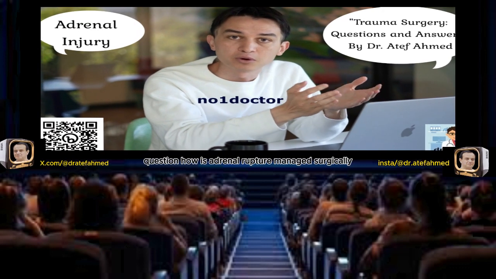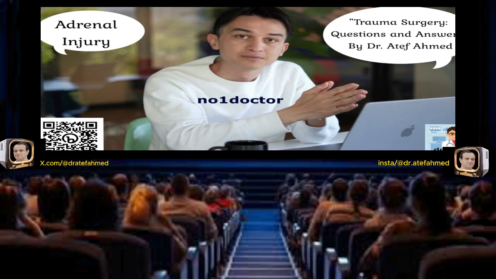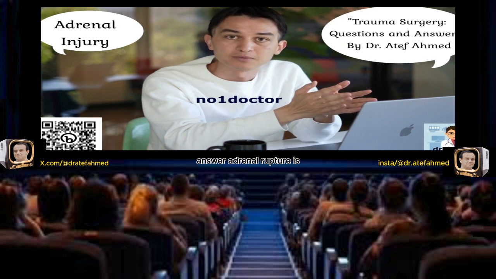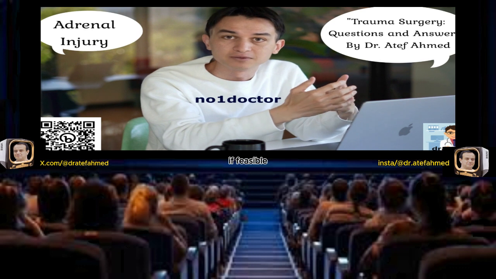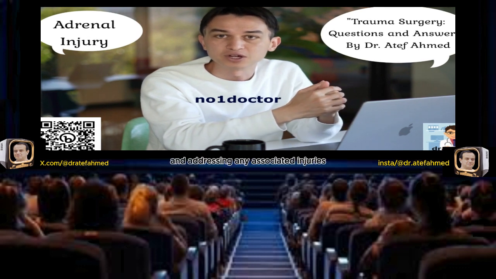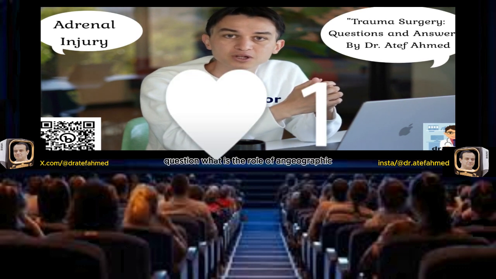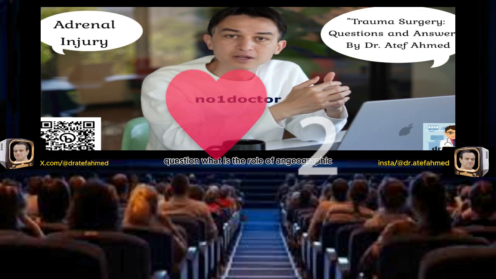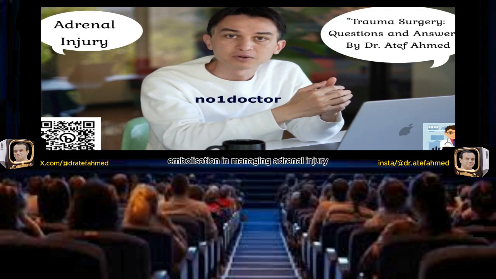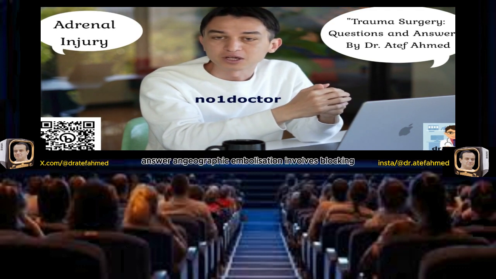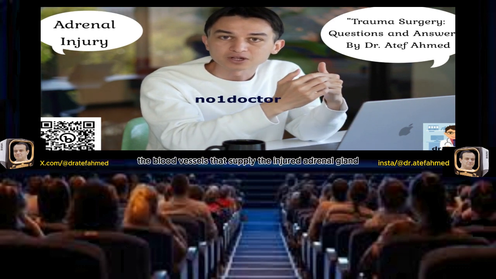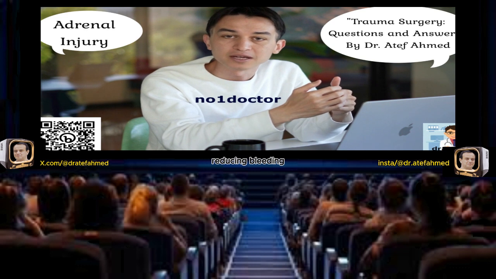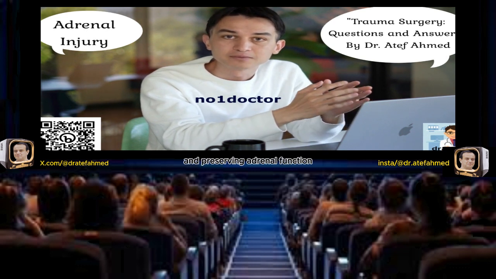Question: how is adrenal rupture managed surgically? Answer: adrenal rupture is managed surgically by controlling bleeding, repairing the adrenal gland if feasible, and addressing any associated injuries. Question: what is the role of angiographic embolization in managing adrenal injury? Answer: angiographic embolization involves blocking the blood vessels that supply the injured adrenal gland, reducing bleeding and preserving adrenal function.